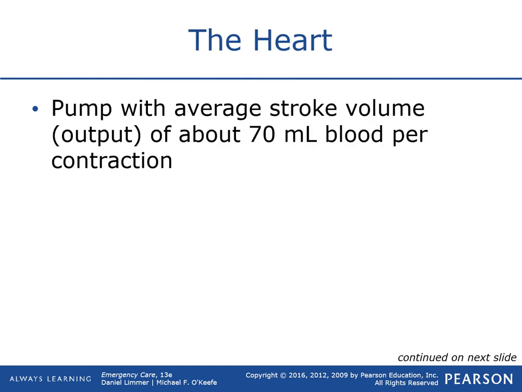All right, so moving on into the heart. If you remember tidal volume with breathing, with the heart you have stroke volume. Stroke volume is the amount of blood that is ejected from the heart with each contraction. For a normal, healthy adult, about 70 milliliters of blood comes out per each contraction. So that is your stroke volume, about 70 milliliters of blood.